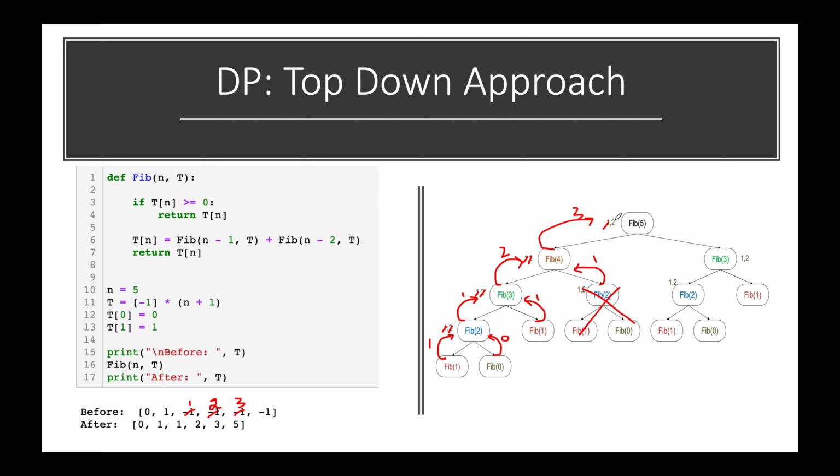Similarly, this function is supposed to call the second call, fib of 3. We will check what value do we have for fib of 3, and fib of 3, 0, 1, 2, 3 has the value 2 stored in there. Add this up, store it in the table, and return that value. So fib of 5 is 5. You can see that the result matches.